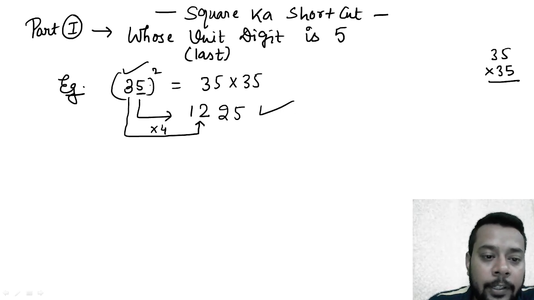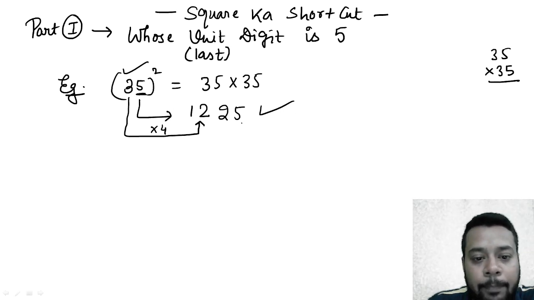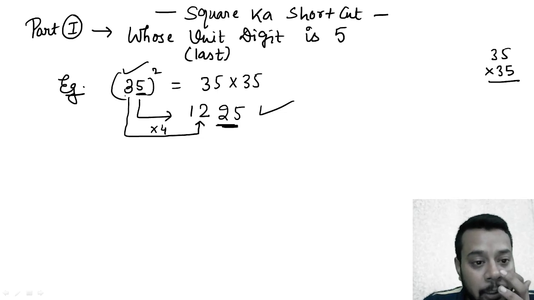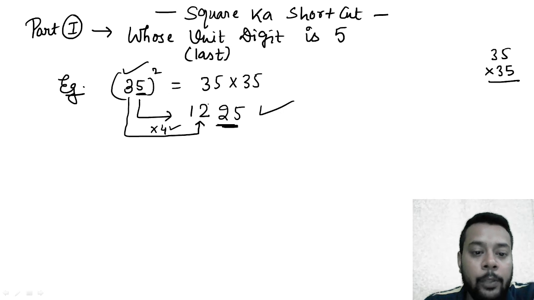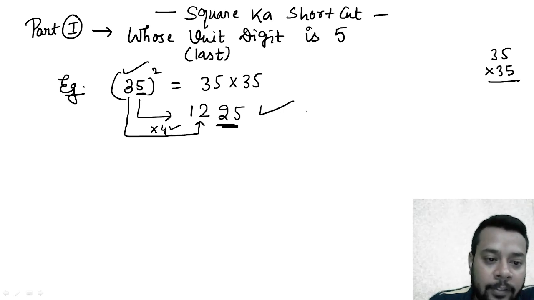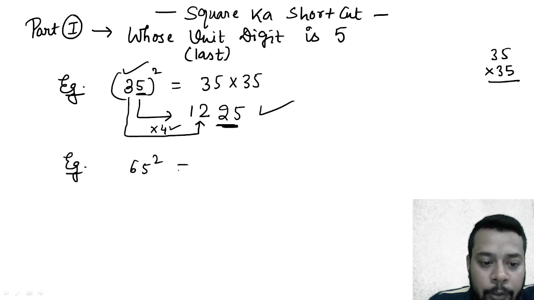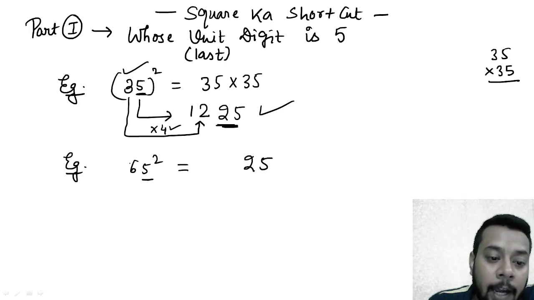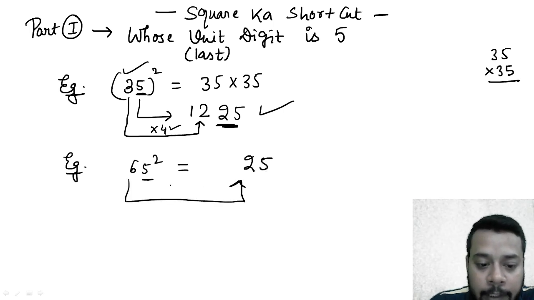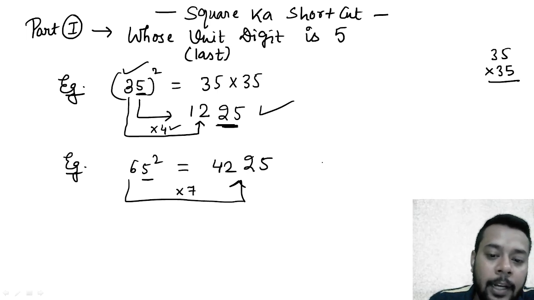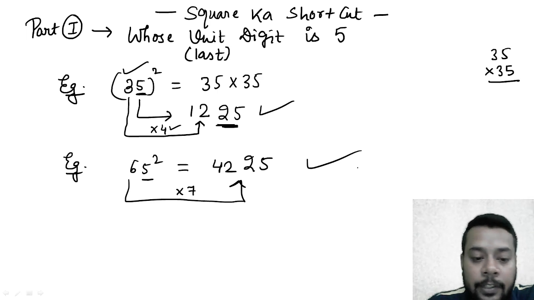I repeat what I have done. Seeing 5 in the unit place, please note down 25, and this remaining 3 has to be multiplied with its next number 4, and you will get 3 4 are 12. So this is how you can get the square value of 35. I take another example. Suppose 65 square. Seeing 5, you can directly write 25 first of all, and this 6 has to be multiplied with its next number 7, and write it down here. 6 7 are 42, and this is how you can get the square value of 65.